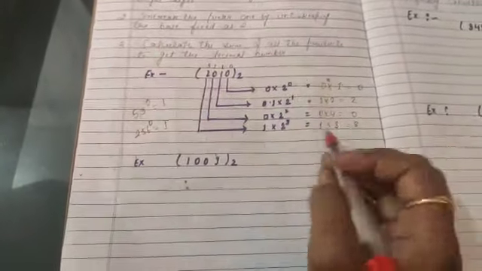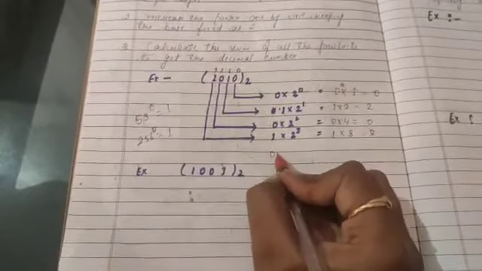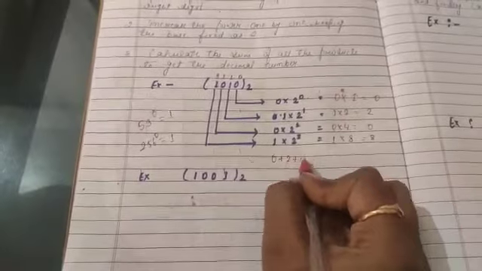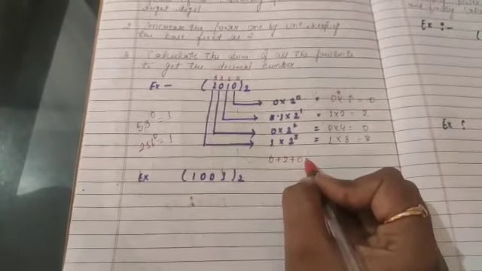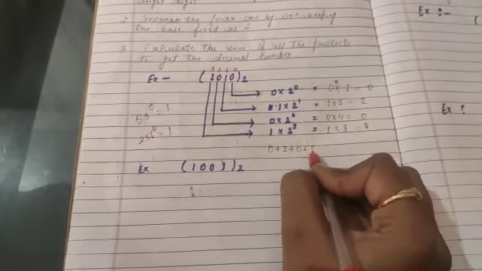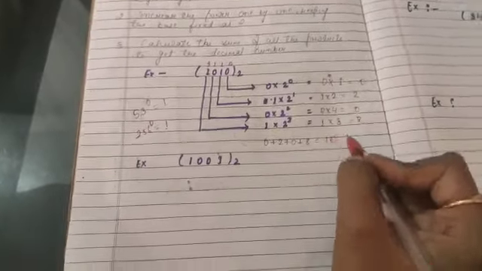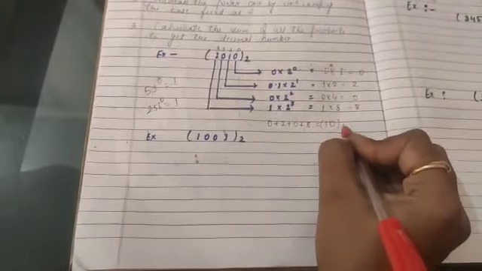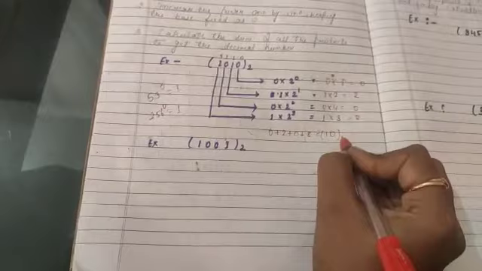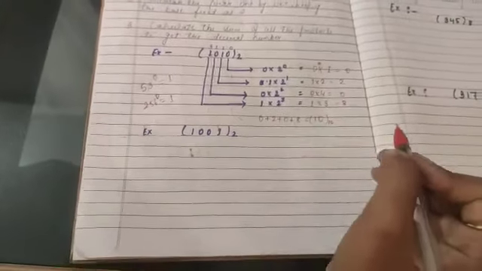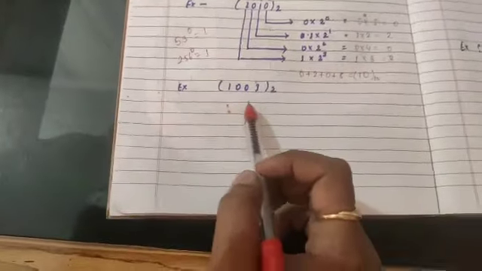Now we have to calculate the sum of all the products. So we have to do the sum of all the products: 2 plus 0 plus 8, the answer will be 10. Got it? It will be in the form of decimal. Got it? Next question, one more example we will solve.